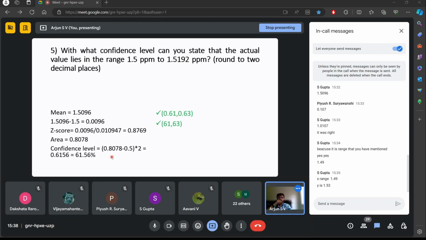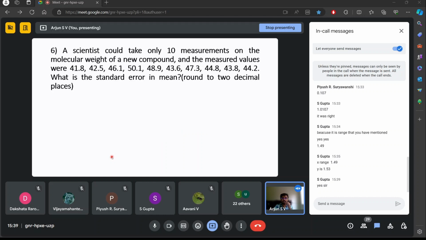And NPTEL accepts any value, whether you write it in percentage or in decimals. It doesn't matter, but the answer should be within 61 to 63 percent, or 0.61 to 0.63 confidence level. I hope the answer is clear. Okay, I'll go on to the next question then.